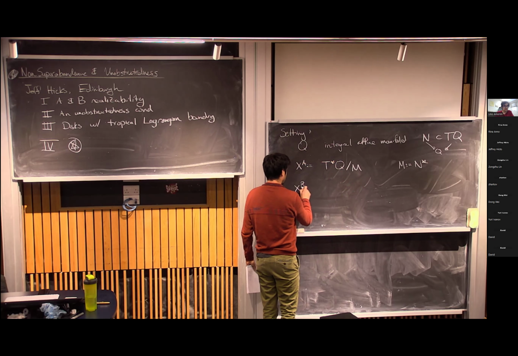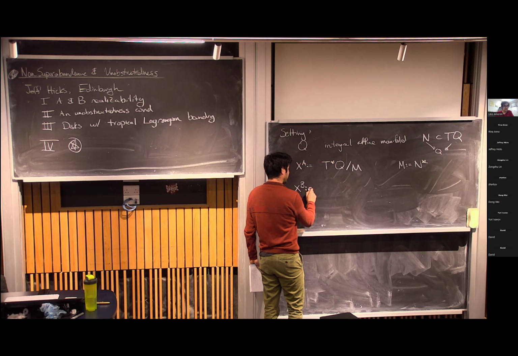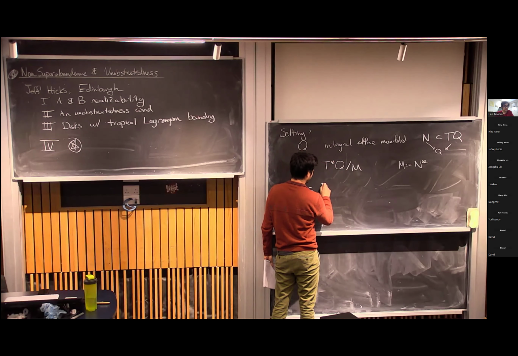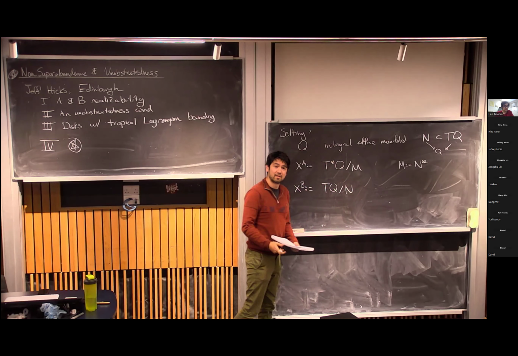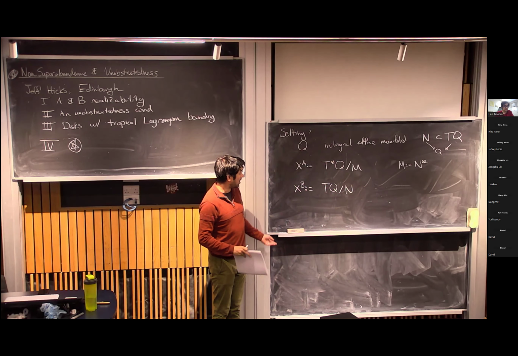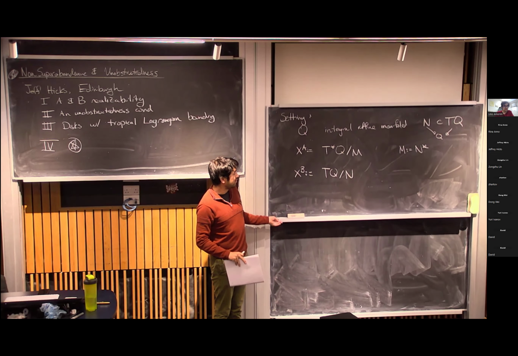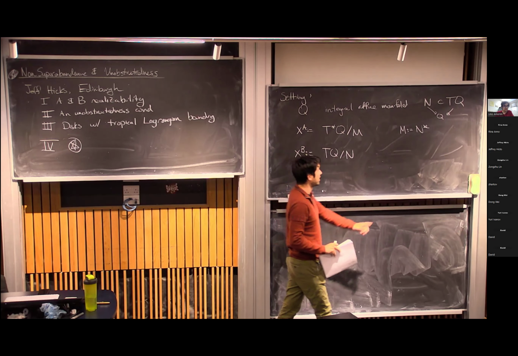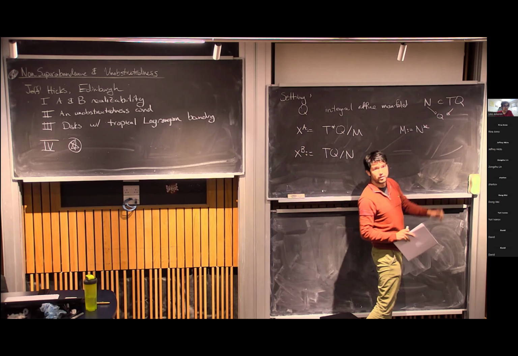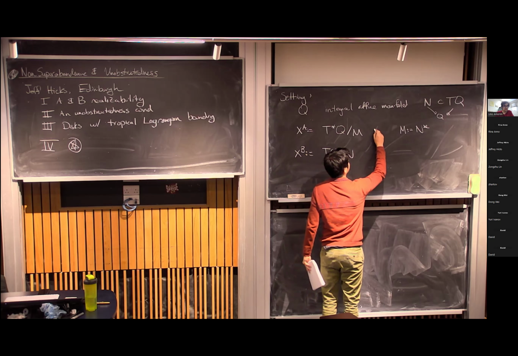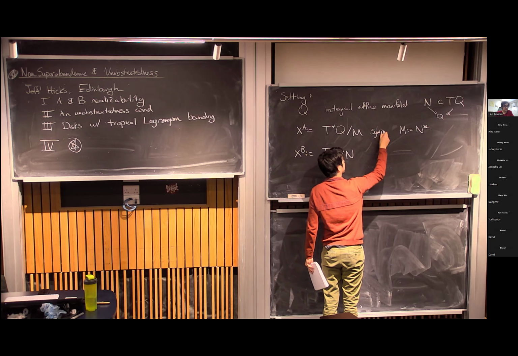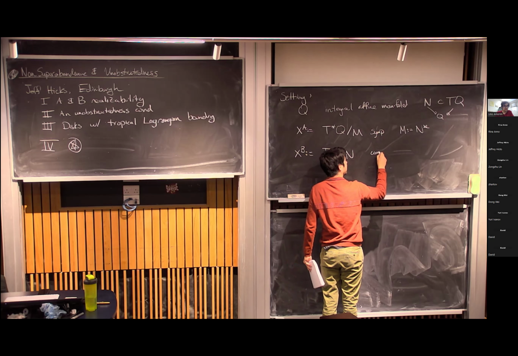The second space that I'll be considering is XB. So this is TQ mod N. This is naturally a holomorphic manifold. And the reason that I could put that condition of holomorphic was that I said that this lattice over here was integrable. So let me write. This is symplectic. This is complex.